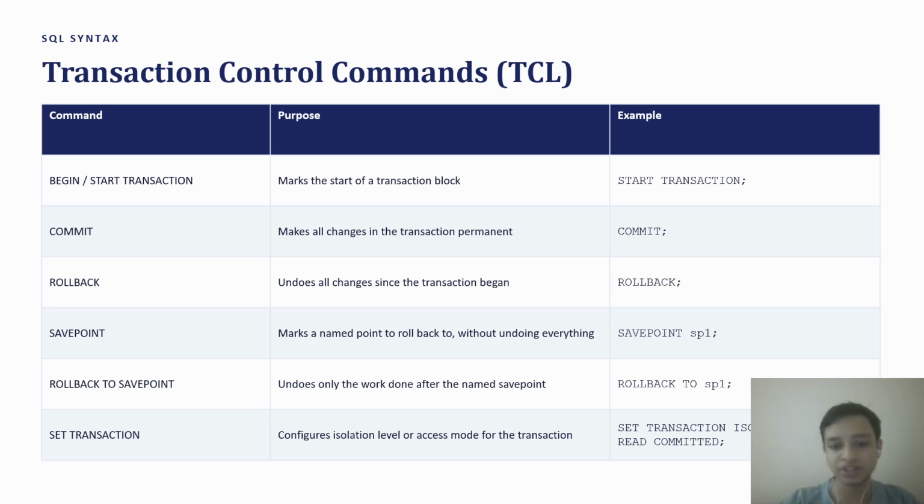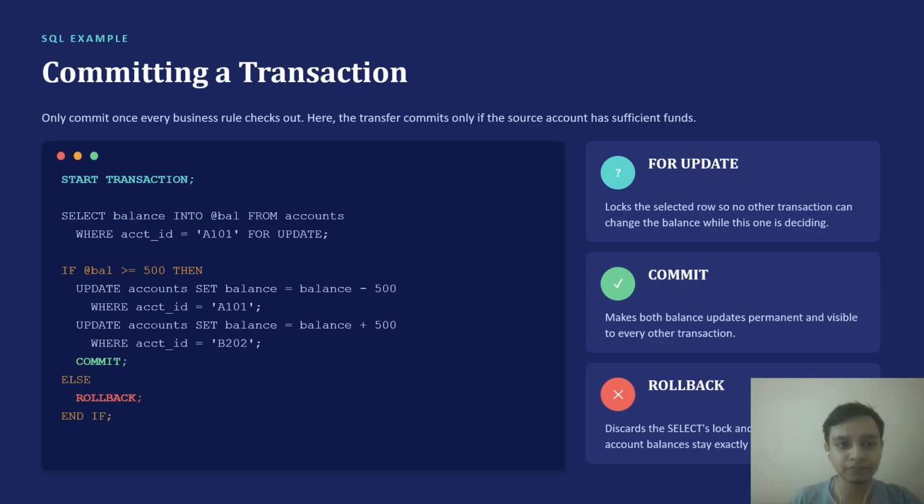So this is a partially committed type state. We roll back from the partially committed state. SET TRANSACTION configures the isolation level or access mode terms. We'll talk about these later.